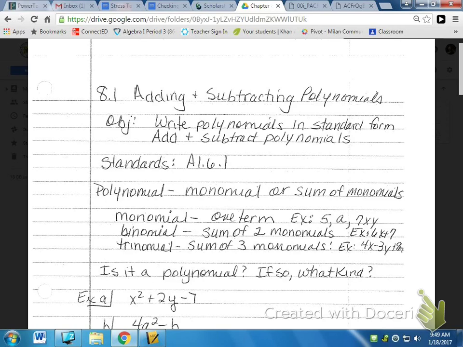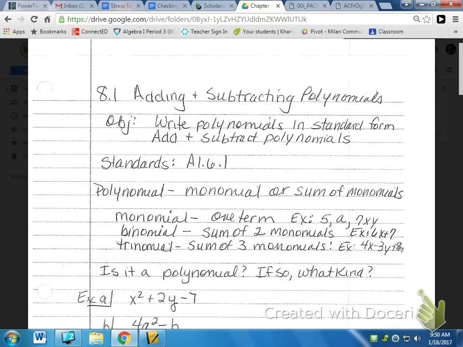And a trinomial is a sum of three of them, so 4x minus 3y plus 9m. Each of those are individual terms. When you put them all together, there's three of them, and that makes it a trinomial. So either you're going to talk about a monomial, a binomial, trinomial, or a polynomial. We're not going to call anything with more terms than that anything but a polynomial. In algebra, you stay concerned with just these anyway.